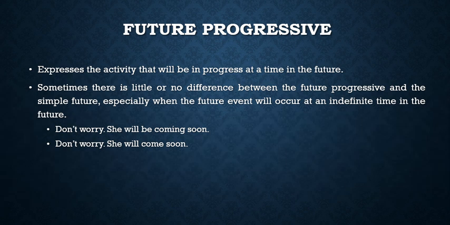And for future progressive, not much about this one because it just expresses the activity that will happen or will be in progress at a time in the future. Then sometimes there is little or no difference between the future progressive and simple future, especially when the future event will occur at an indefinite time in the future. Jadi maksudnya adalah akan tidak terlihat perbedaannya, no difference between the future progressive and the simple future, when the time is indefinite, waktunya tidak jelas kapan, jadi bisa menggunakan future progressive atau simple future.